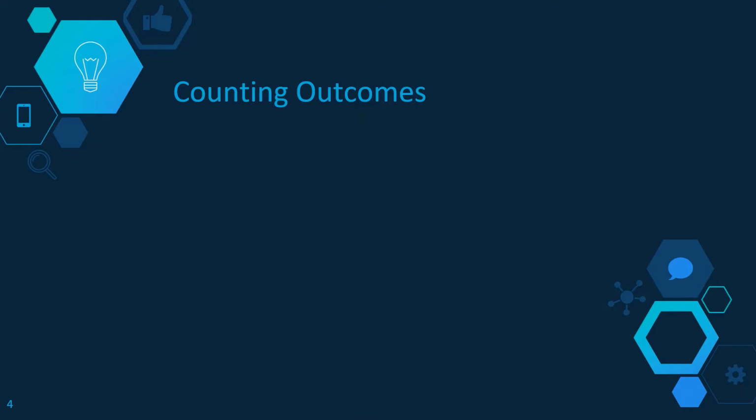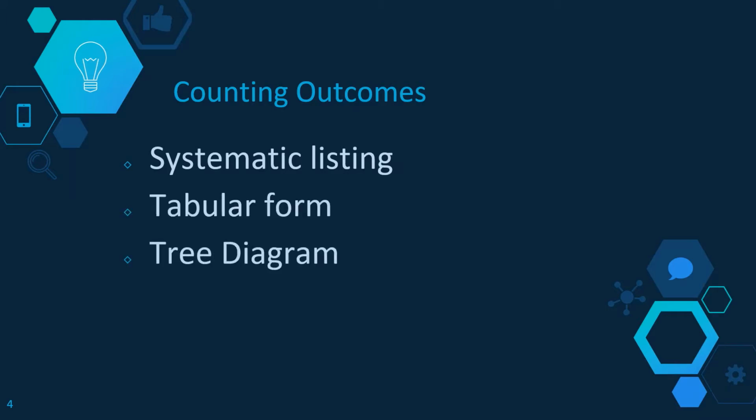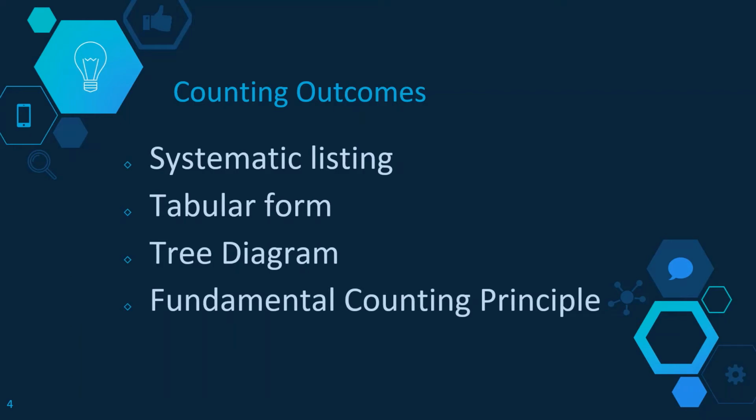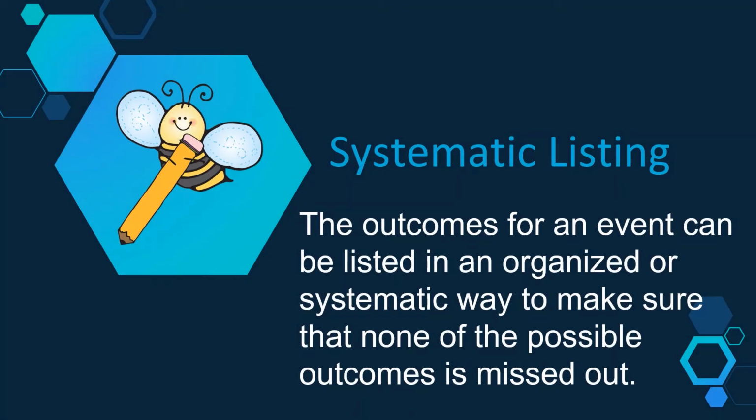Now, we are going to discuss the different ways or strategies in counting outcomes. First, we have the systematic listing, tabular form, tree diagram, and fundamental counting principle. So, isa-isahin natin ang mga ito. First is systematic listing. The outcomes for an event can be listed in an organized or systematic way to make sure that none of the possible outcomes is missed out. Titingnan natin lahat ng mga possible outcomes at ililista natin ito.